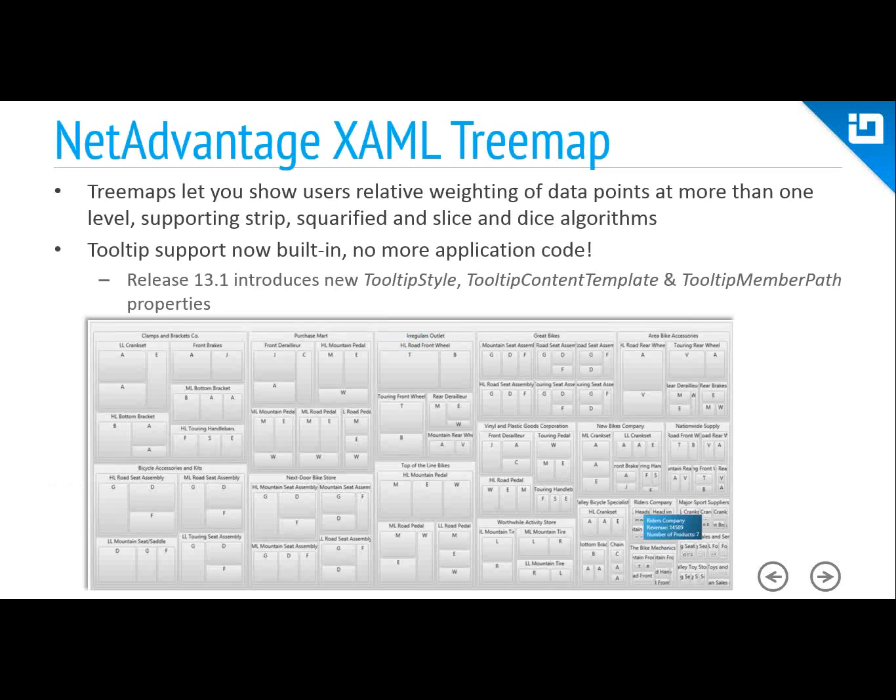Okay, and then we have another control that we did a tiny little feature in, but it's still very useful. Again, in our data visualization suite, we have the tree map. A tree map is actually a very powerful data visualization tool because it allows you to show relative weighting of data points. And if you have one or more levels in those data points, you can use all sorts of algorithms like sift, squarified, slice and dice that are built in.